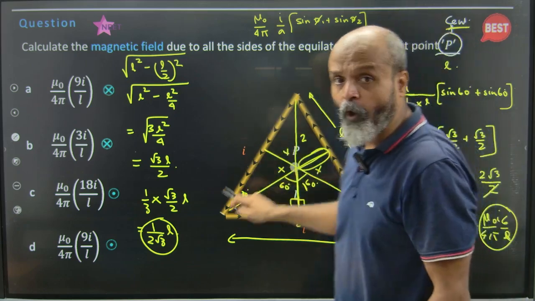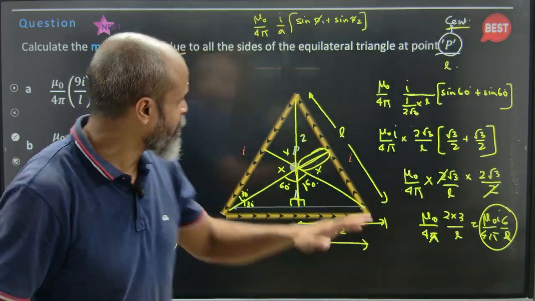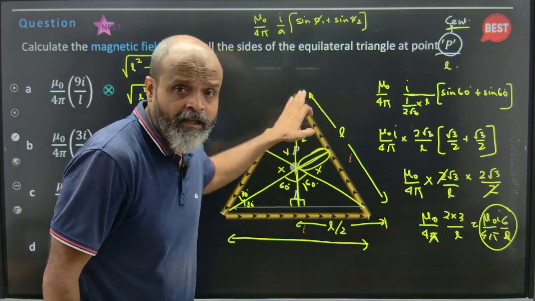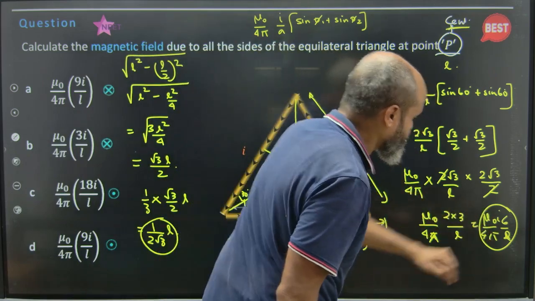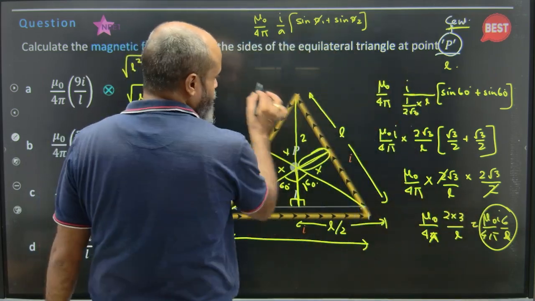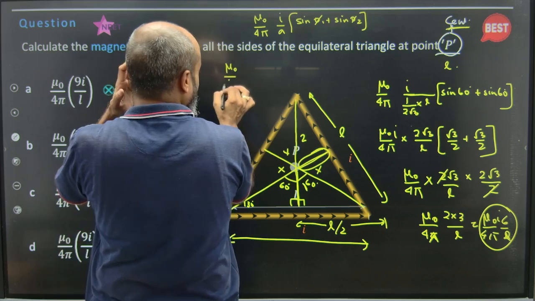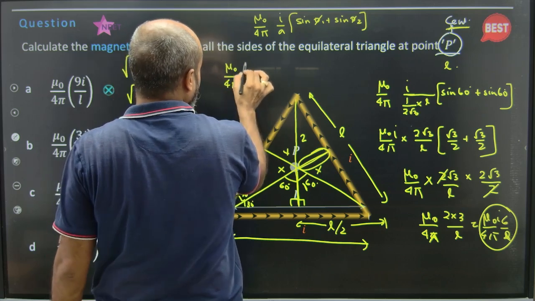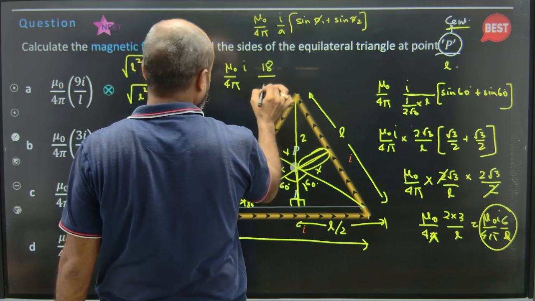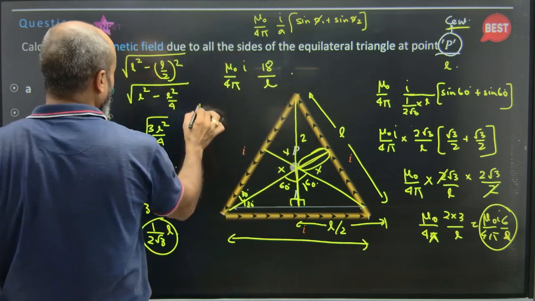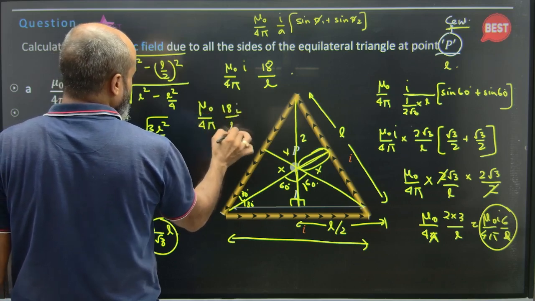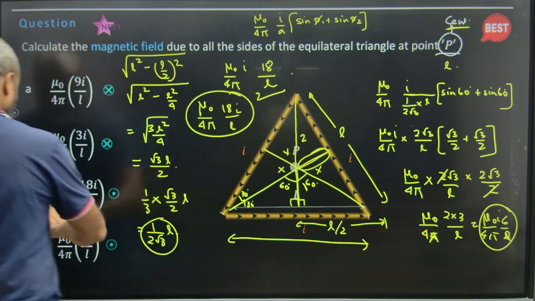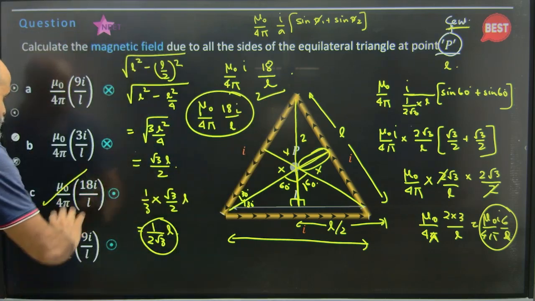So because of the direction of the current in all the three line segments, the magnetic field is coming to be outside. Due to one wire, this is the magnetic field. So due to all three wires, this will be mu naught by 4 pi I 18 by L. So this will be mu naught by 4 pi 18 I by L.